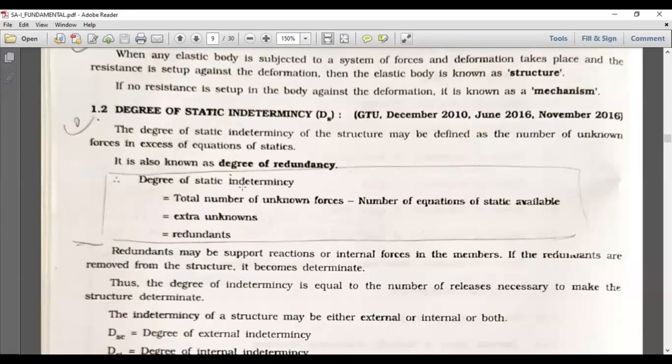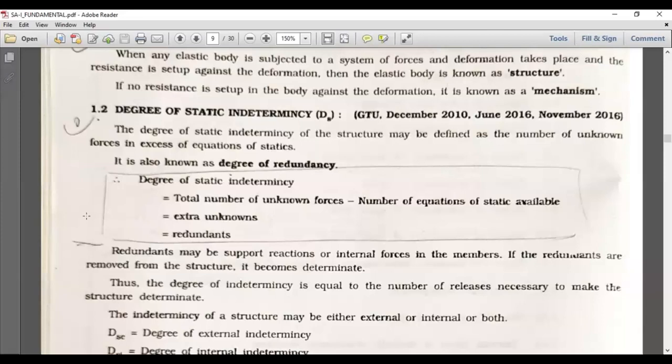Now, degree of static indeterminacy. The equation of degree of static indeterminacy is total number of unknown forces minus number of equations of static equilibrium. Number of unknown forces means the forces which are totally unknown to the structure, and the equations of static available are summation of H, summation of V and summation of M.